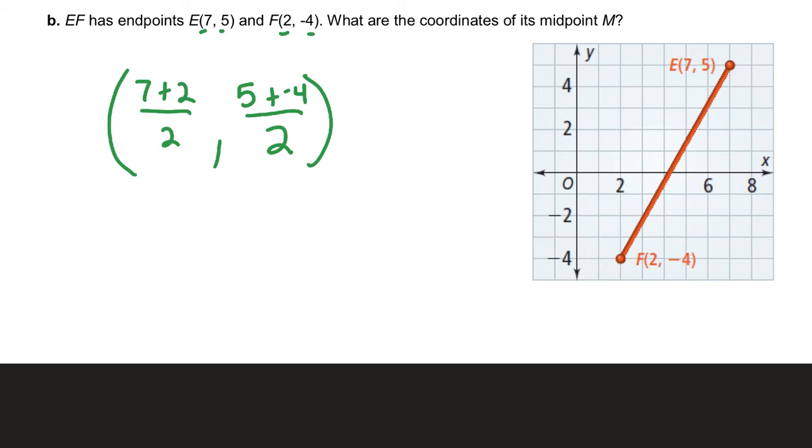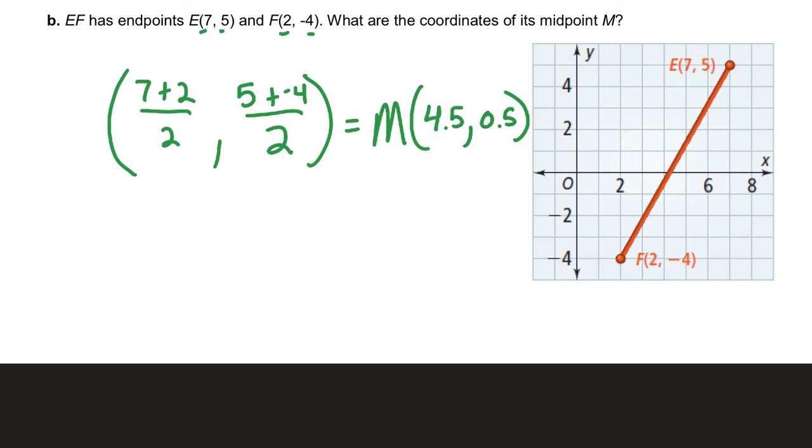So the midpoint, m, and I'm going to use m, parentheses, 7 plus 2 divided by 2 is 9 divided by 2, that's 4.5. 5 plus -4 is 1. 1 divided by 2 is a half, so 0.5. Again, up to you on whether you want to use a decimal or a fraction.